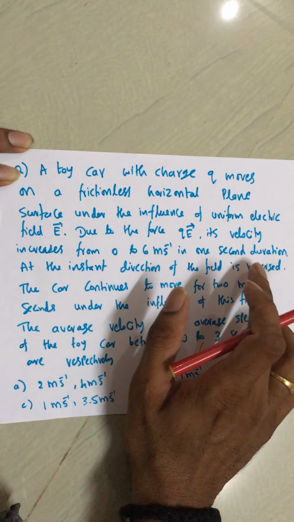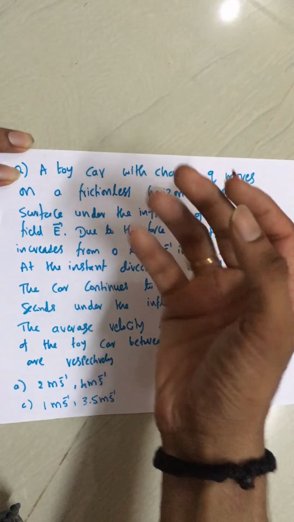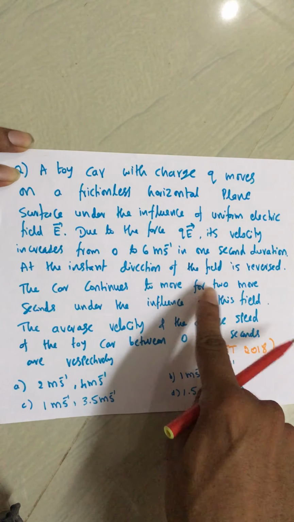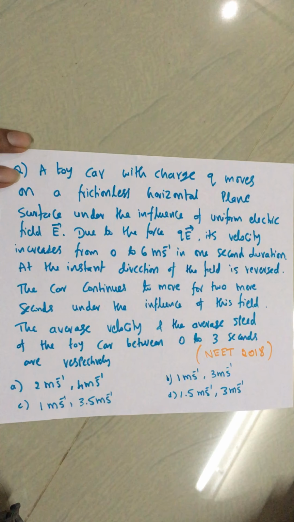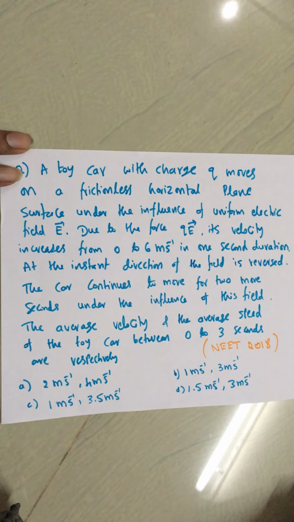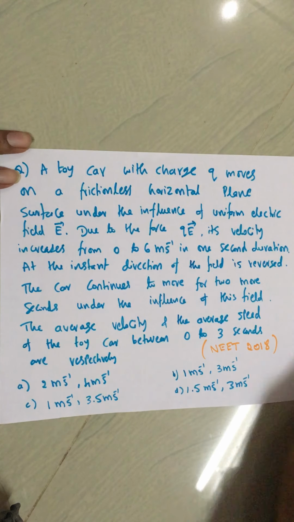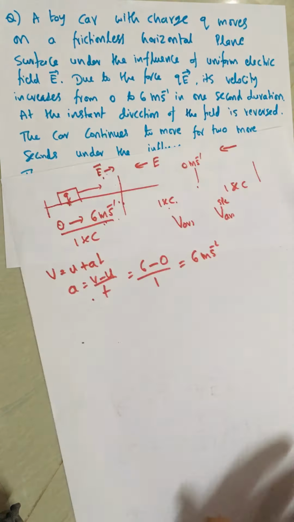in 1 second duration. At that instant, the direction of the field is reversed. The same amount of electric field is applied, but the direction is reversed. The car continues to move for 2 more seconds under the influence of this field. The average velocity and average speed of the toy car between 0 to 3 seconds are respectively. So we just have to find out how much is the average speed and average velocity.